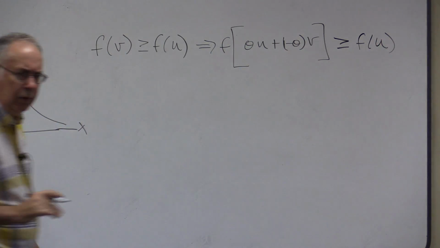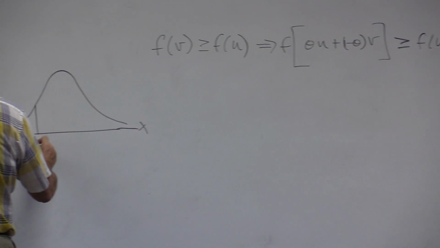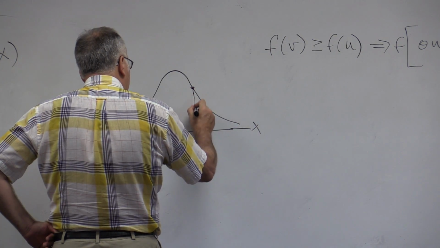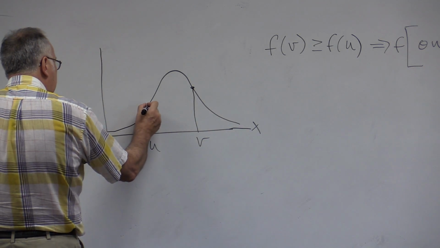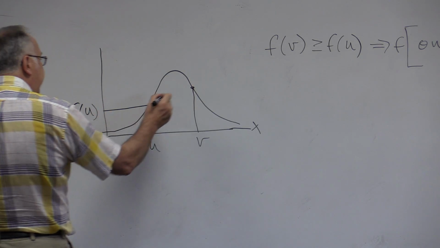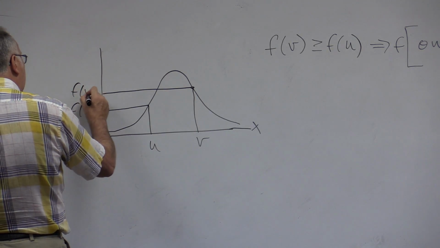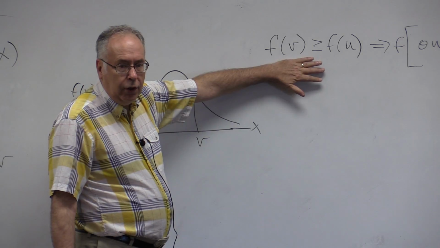Okay, let me show you just what that means in the graph. Let's pick two values of x. Let's call one of them u and one of them v. Let's let this one be u, and let's let this be v. Okay. Then f of u is right here. F of v is up here. So this is satisfied. F of v is greater than or equal to f of u.